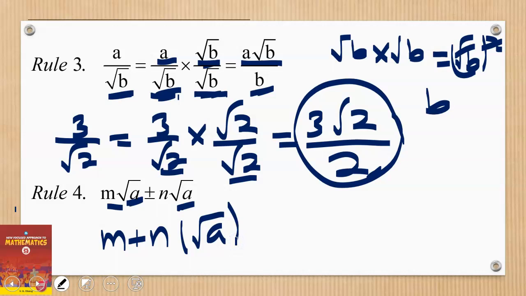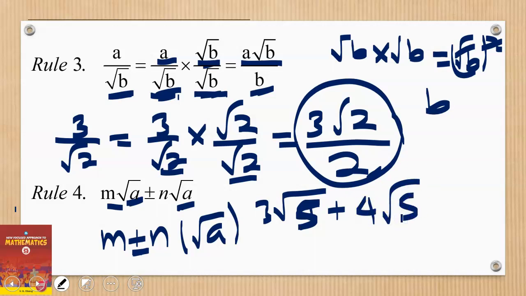This is what it means. If it is minus, we'll subtract. So for example, if I have 3 root 5 plus 4 root 5, now since we have root 5 here and root 5 here, this will be equal to just adding 3 plus 4, which is 7, and maintaining root 5. That is what it means. And if it is minus here, we just subtract and then we get the answer.